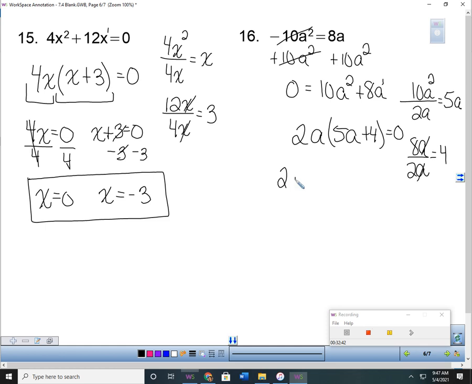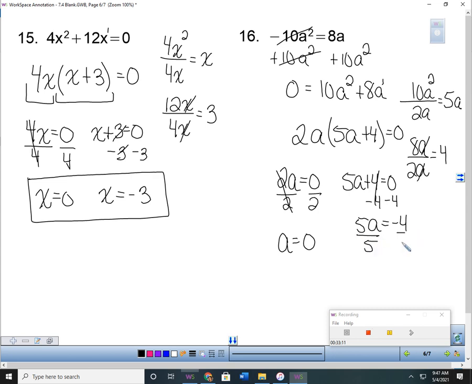So I've got 2a equals 0, and 5a plus 4 equals 0. Divide by 2. So I get a equals 0. And then over here I'll subtract 4. So 5a equals negative 4. And then divide by 5. So a is negative 4/5.